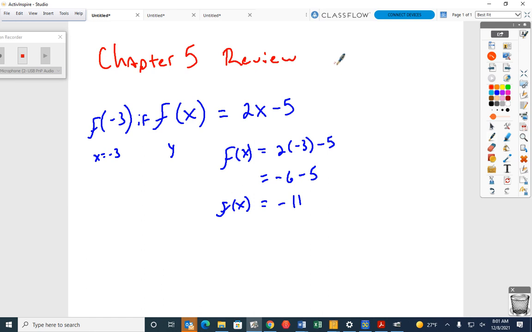If I gave you this problem, you guys do this one in your notes. Let's say I had f of negative 4, if f of x equals negative 5x plus 1. Identify that. What's that going to be? What am I replacing x with on this? Negative 4. So this in essence would be negative 5 times negative 4 plus 1. What's negative 5 times negative 4? 20. And 20 plus 1 would give me what? 21. Does that make sense for the first part of functions?